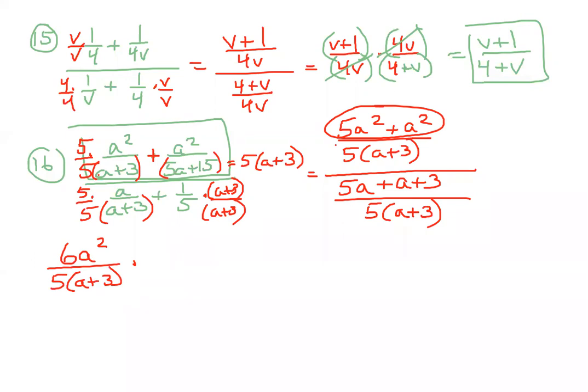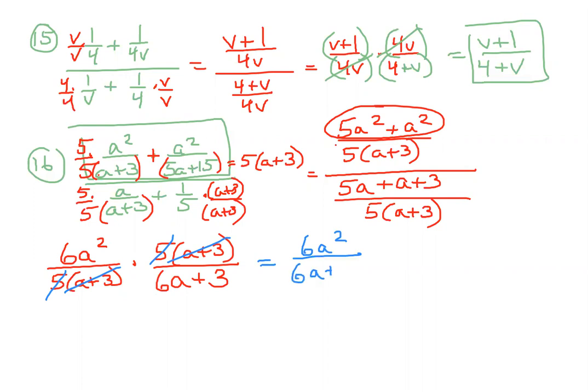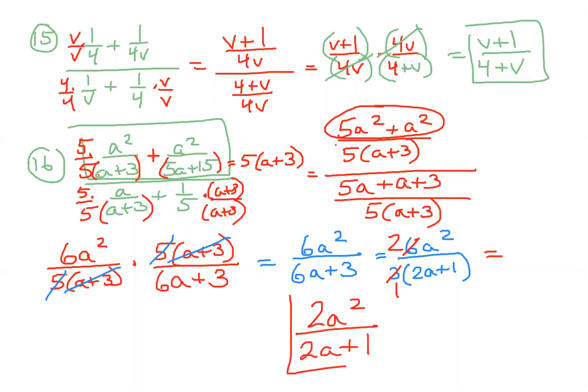Taking the reciprocal in the denominator, we get 5 times (a plus 3) over... 5a plus a is 6a plus 3. So what can we cancel? 5, 5, a plus 3, a plus 3. And we have 6a squared over 6a plus 3. Are we done? No, we are not done, because we can still factor the denominator. We can factor 3 out, and we can say 3 goes into there once, 3 goes into there twice, and we're left with 2a squared over 2a plus 1. And that is your final answer.